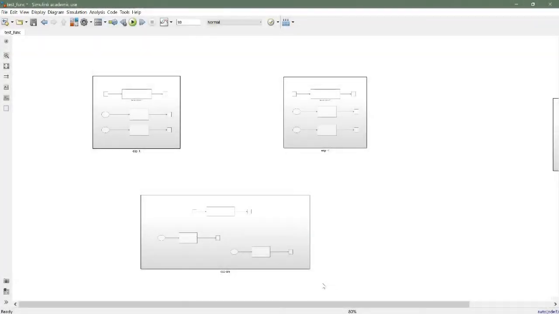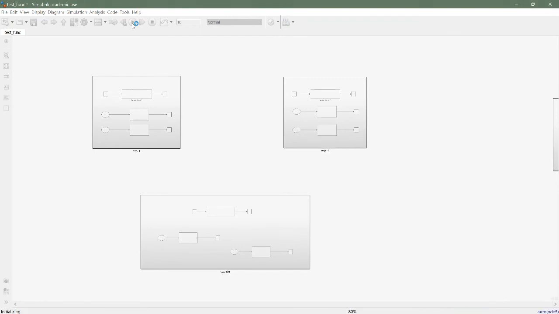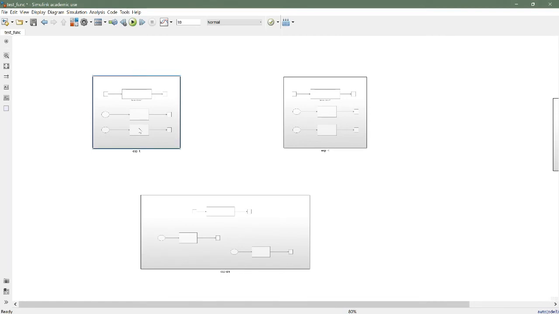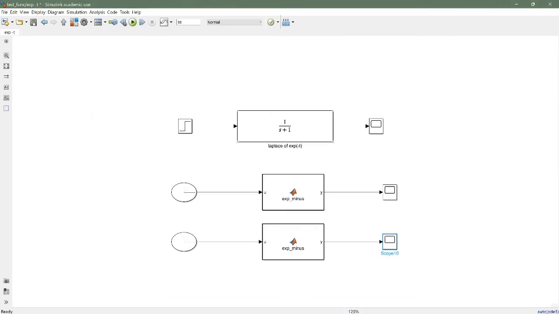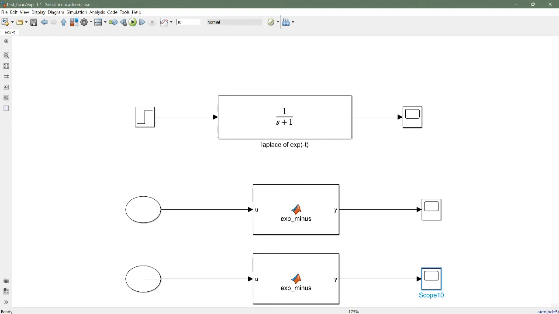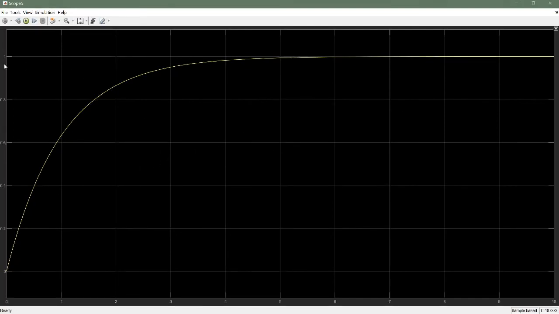So let's open Simulink and see some of the examples in here that we already did right now, right? I have already made these models, and I'll just simulate it and discuss what we have inside. First of all, I'll be discussing e raised to the power of minus t, and we just did the Laplace transform, and it came out to be 1 over s plus 1. So here, if you double click, you can see that we have some signal like this.